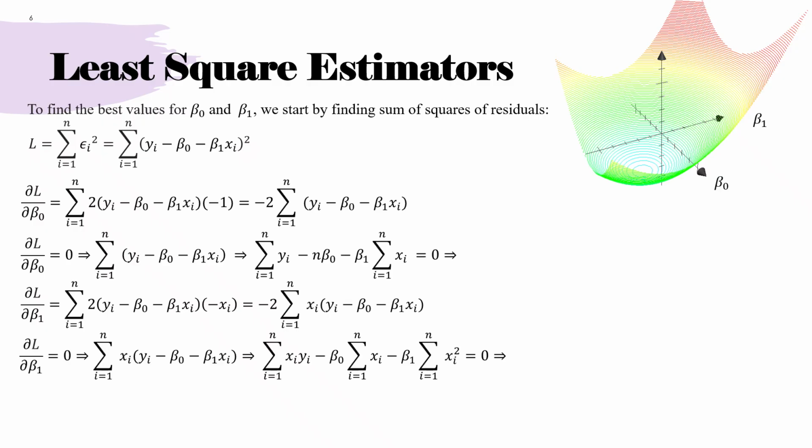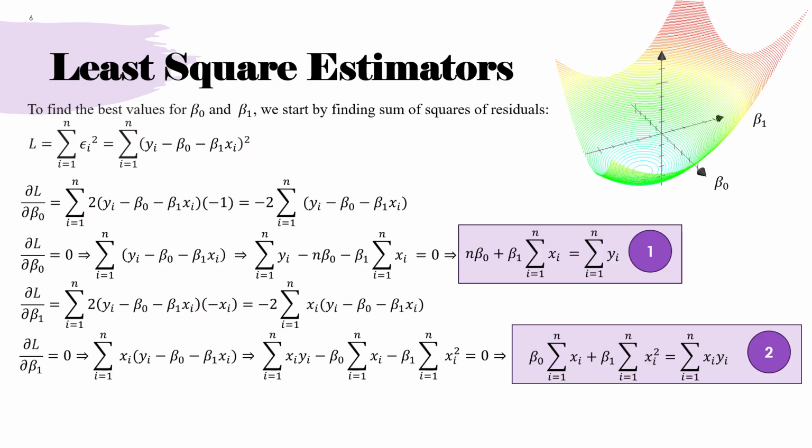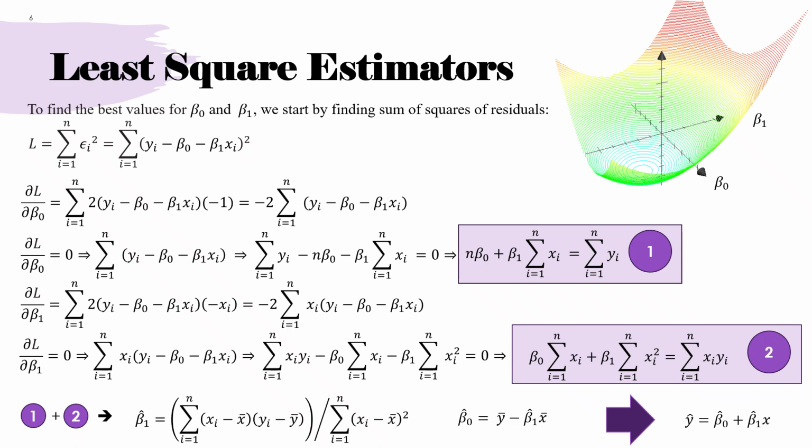Setting these derivatives equal to 0 produces two equations, known as the normal equations. The first normal equation ensures that the residuals balance out so that their total sum is 0, while the second ensures that the residuals are also balanced when weighted by the predictor values. Solving these two equations simultaneously leads to closed-form expressions for the least squares estimates.